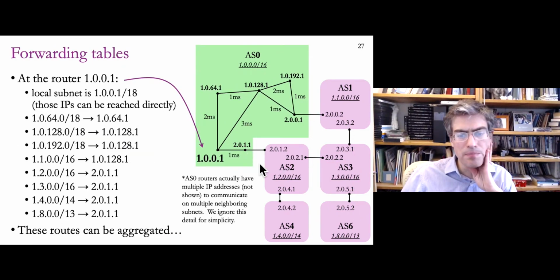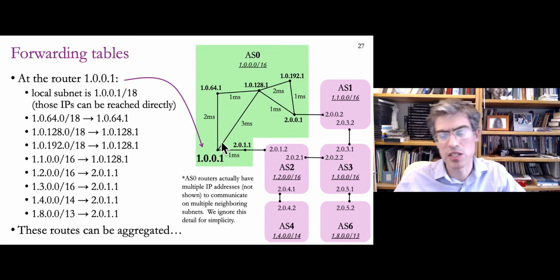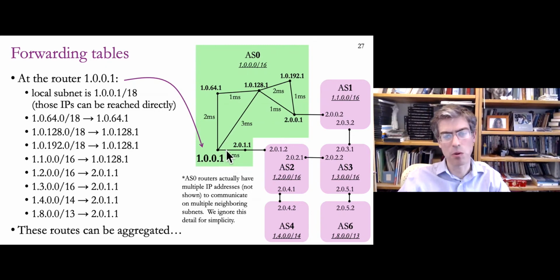Internally, we use the interior gateway protocol to build the forwarding tables that exist at the different routers. Now these routers are all part of one autonomous system, but they're going to have different detailed forwarding tables because they have to travel through this internal network before they go outside.